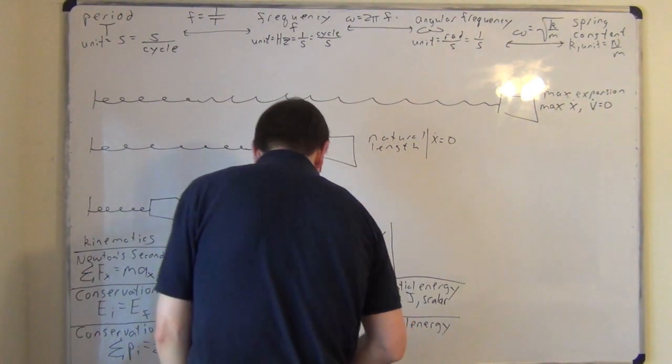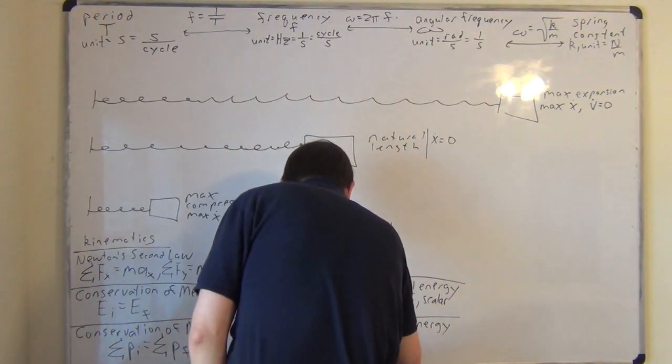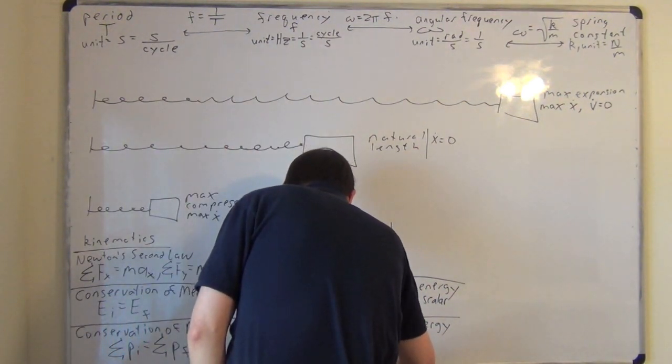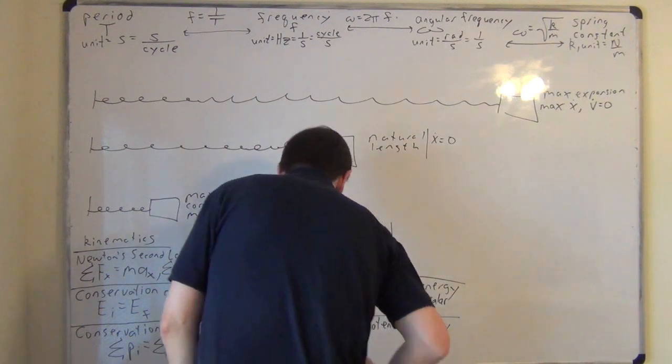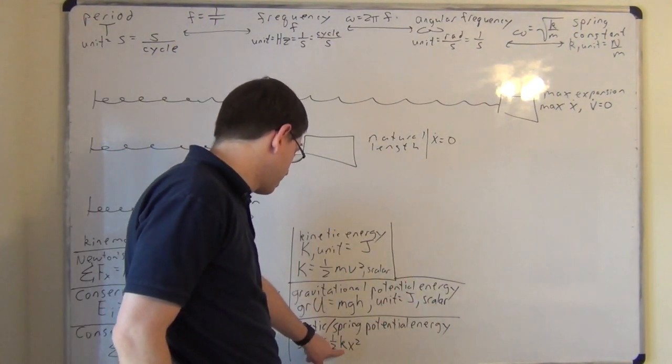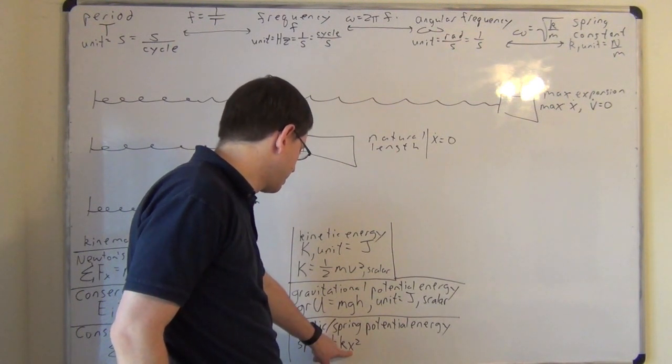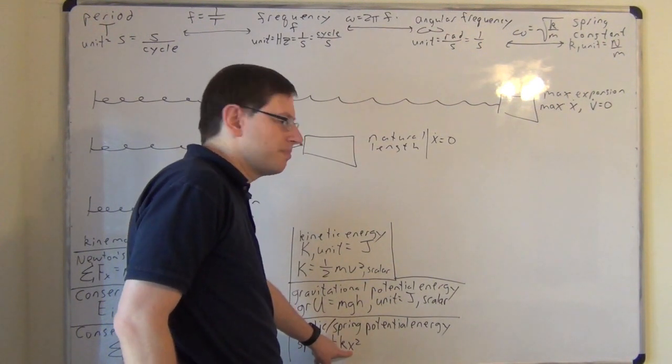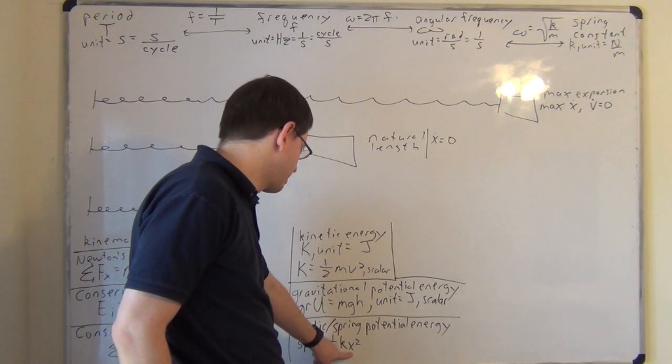Happen to know what the formula is for that? 1/2 kx squared. That's right. It looks kind of like the formula for kinetic energy. What's the K stand for? Spring constant. And the x? Displacement from the natural length. Yes. And what's the SI unit for x? Meters.